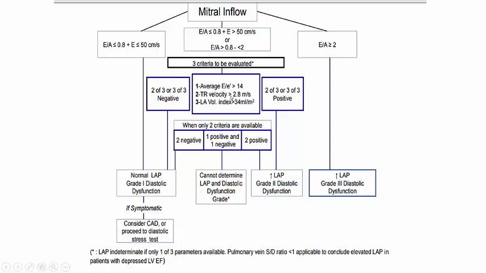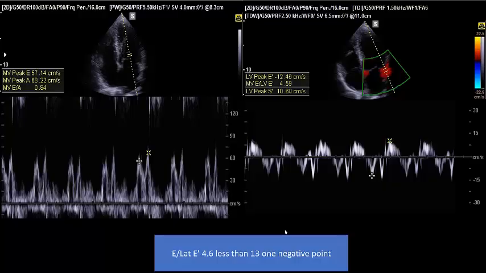If 2 of 3 of these parameters are positive, that means there is increased left atrial pressure with grade 2 diastolic function. Let us apply these guidelines to our patient. First, our patient has E over A ratio more than 0.8. That means it is in the category of 0.8 to 2, so you should do 3 parameters.